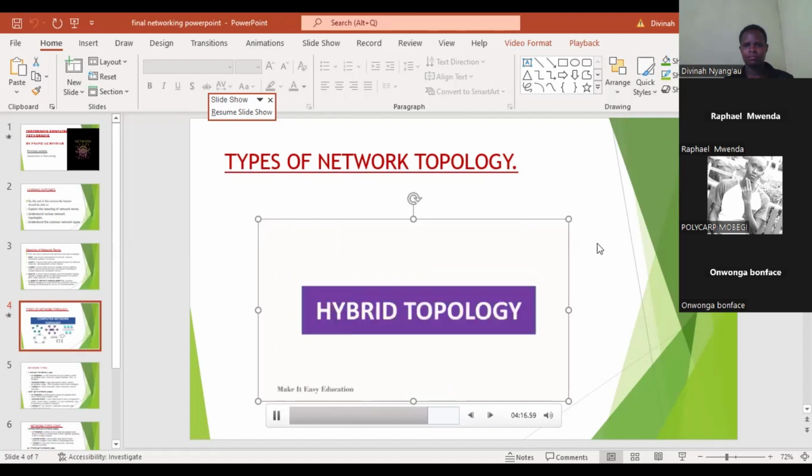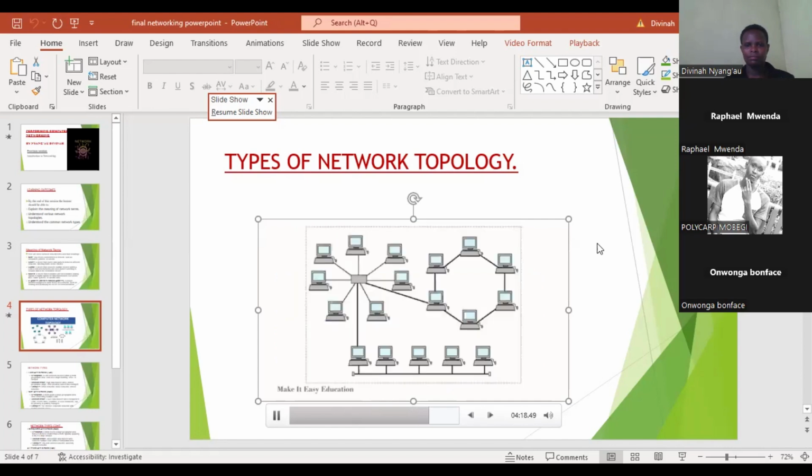Hybrid topology. A combination of 2 or more topologies is known as hybrid topology. For example, a combination of star, ring, and bus topology is a hybrid topology.